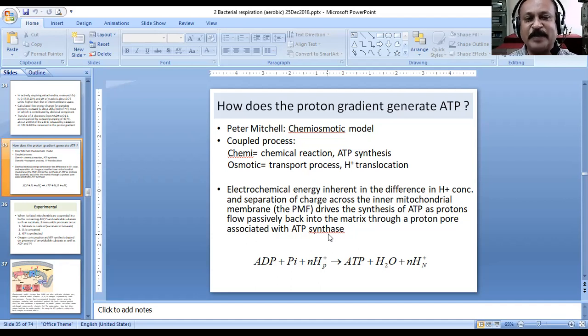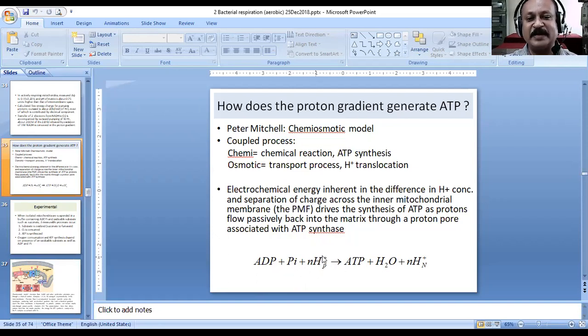This pressure, or the energy stored in that concentration gradient, is ultimately used for the synthesis of ATP. I have been repeating this again and again, and the very reason I'm repeating this is that you should understand this concept very well because it is important for biology. As I told you, this is one of the greatest unifying principles of biology, and therefore it is so important.